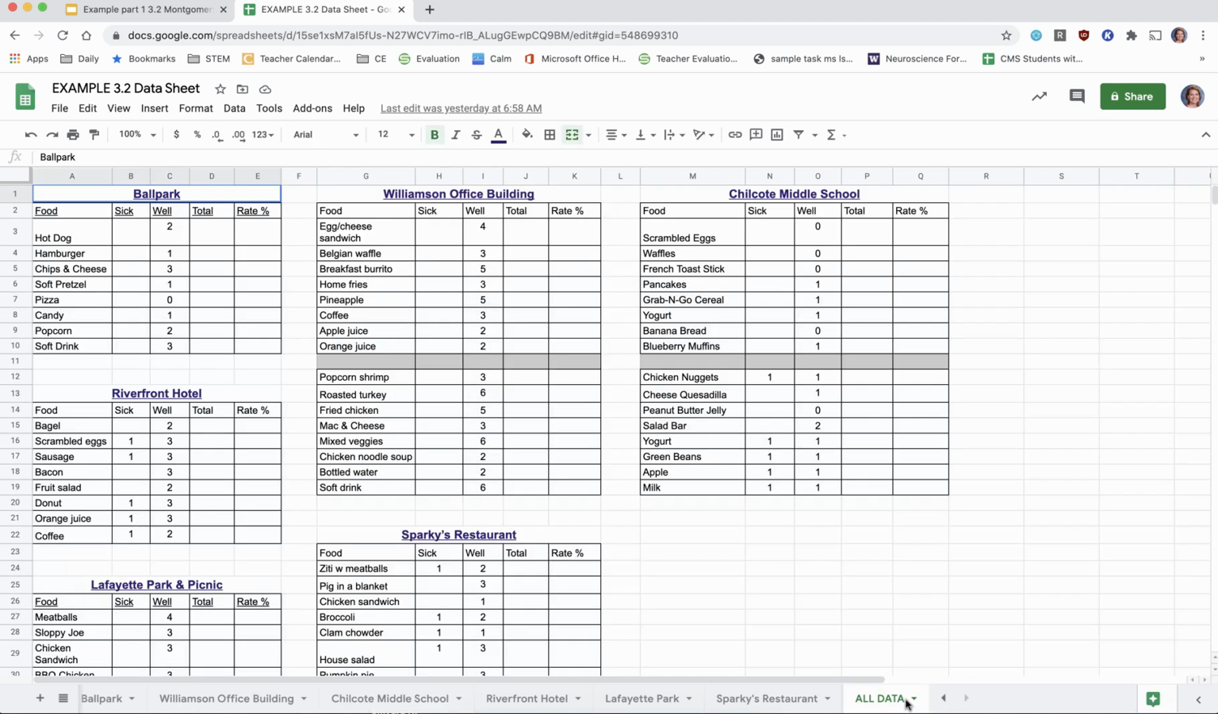You might also notice this weird All Data tab. What it's doing is formulating, so it'll all go into this one, so it can help you at the very end when you're looking at the data as a whole.